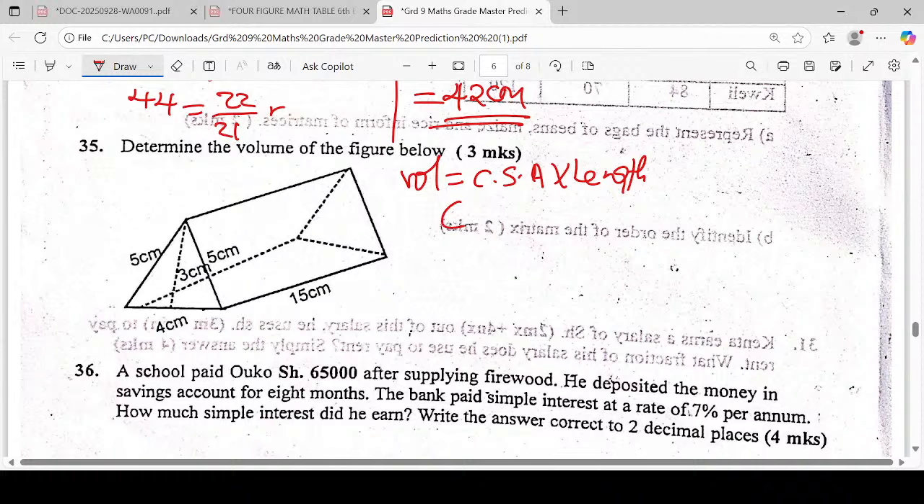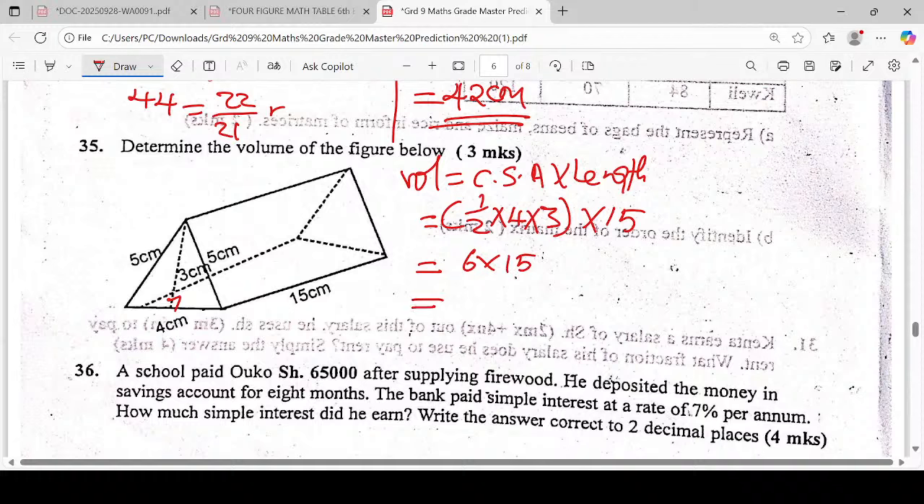Our cross-sectional area here is the triangular part, which is given by a half times the base, which is 4, times the vertical height, which is 3. That will give you the cross-sectional area, times the length of this triangular prism, that is 15. So a half times 4 times 3 is going to be 6. Now multiply that by 15.